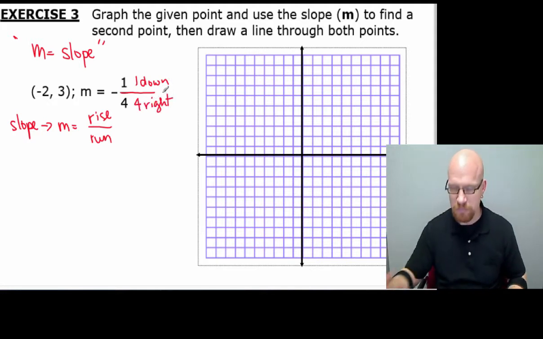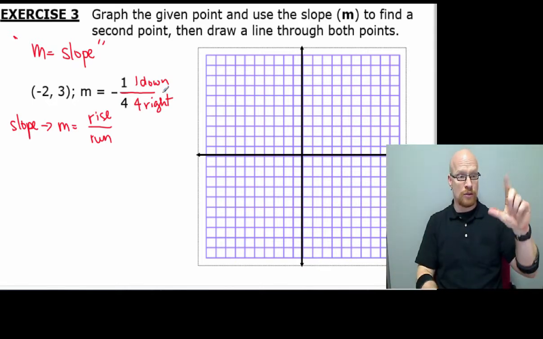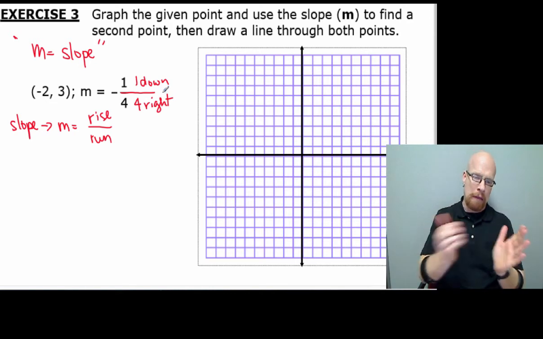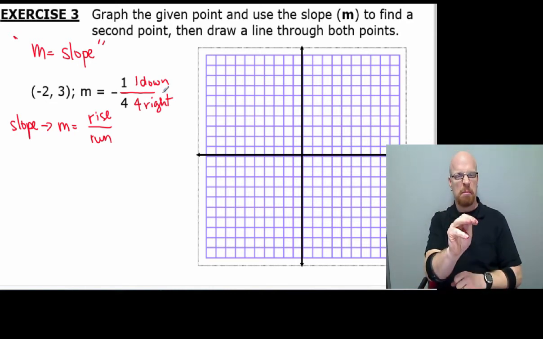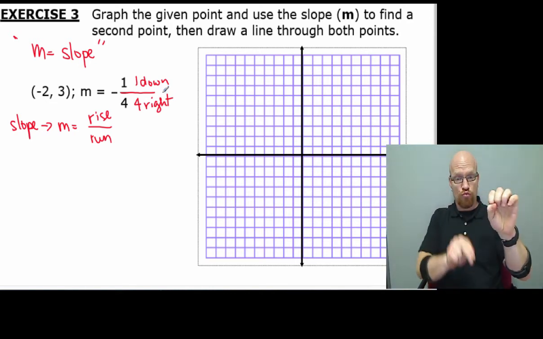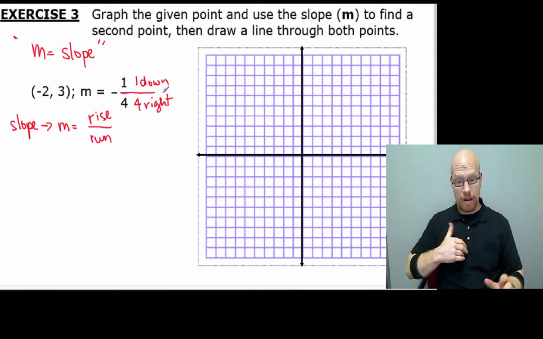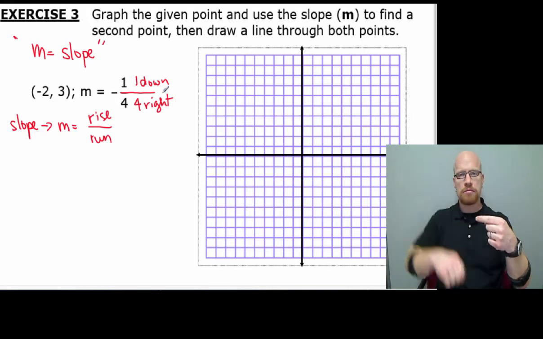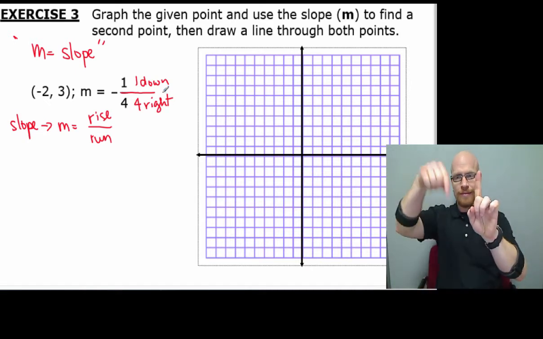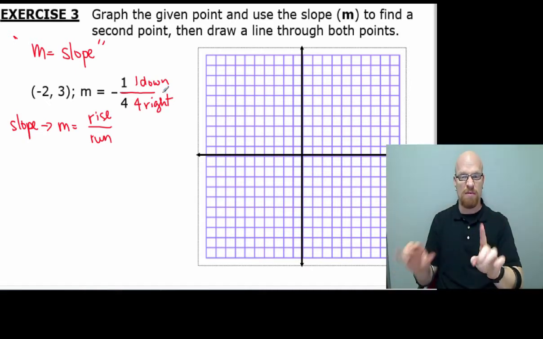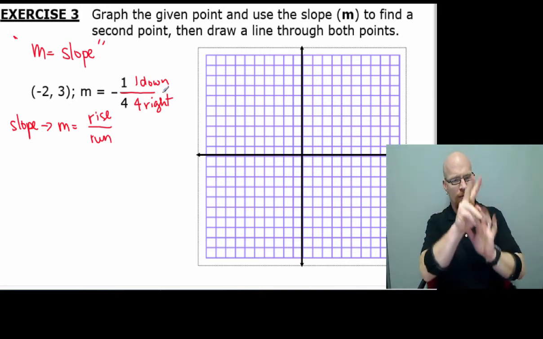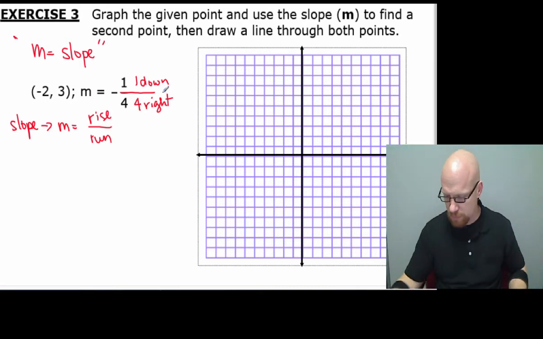Now you can see that I've written slope. We use the letter m to represent slope instead of writing slope over and over again. So m equals rise over run. Our m, our slope, is -1/4. I hope you realize we're going to go down. So it's going to be 1 down, 4 to the right. We need to know where to start though. So we have the point here, -2, 3. Let's graph that.